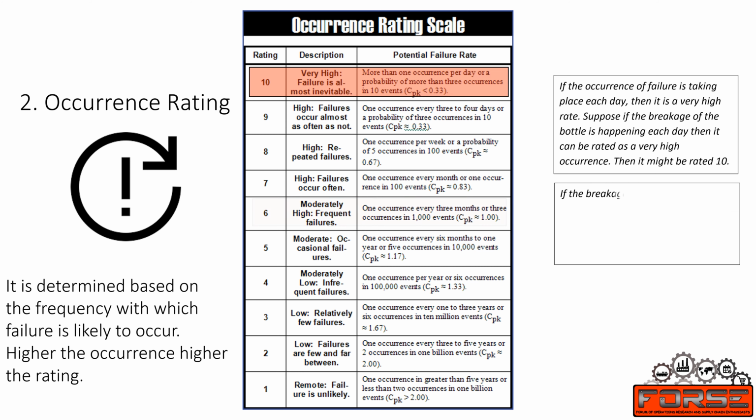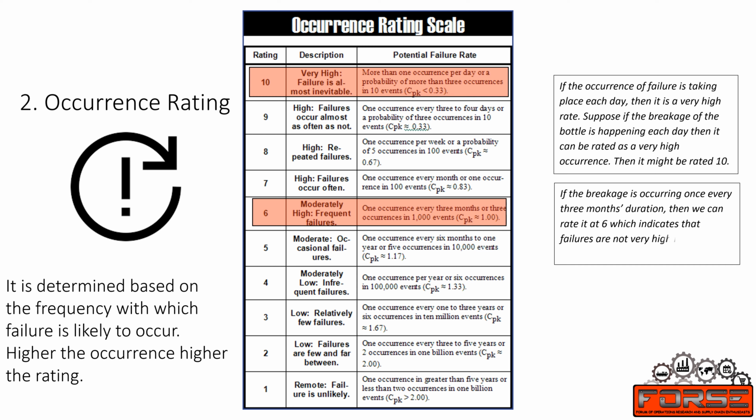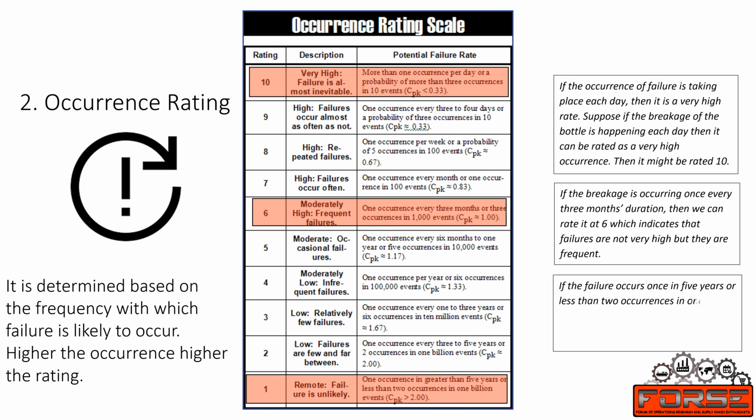If the breakage is occurring once every 3 months duration, then we can rate it at 6, which indicates that failures are not very high but they are frequent. If the failure occurs once in 5 years or less than 2 occurrences in 1 billion events, we say it has remote occurrence and failure is unlikely and rate it as 1.